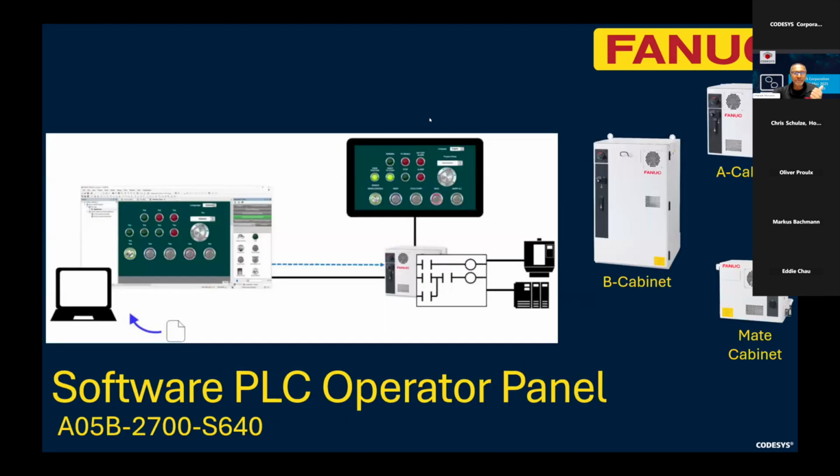In addition to the amazing CODESYS development system for software PLC on the robot, there is yet another new option that will be integral to software PLC, and this option is the operator panel. The software PLC operator panel, order number A05B-2700-S640, is the window or looking glass to create the interface that allows the interaction between the code and the operator. A visualization that can be accessed in multiple locations, as we will soon see.